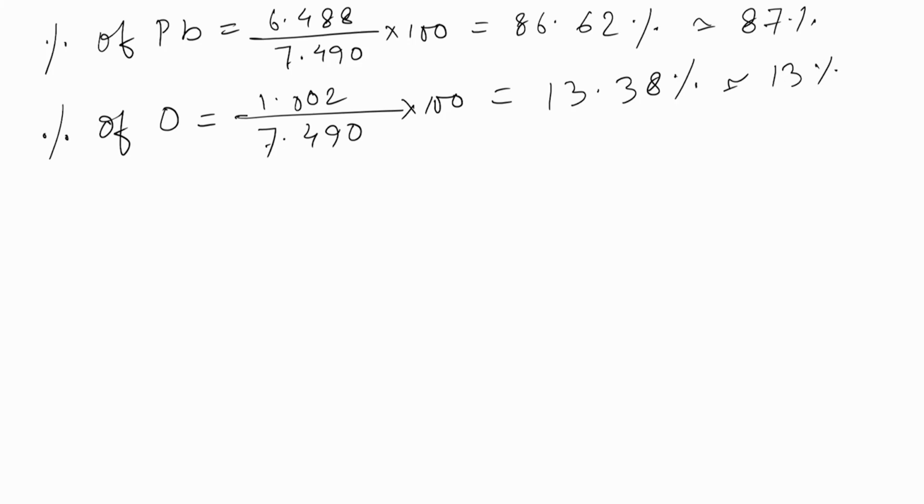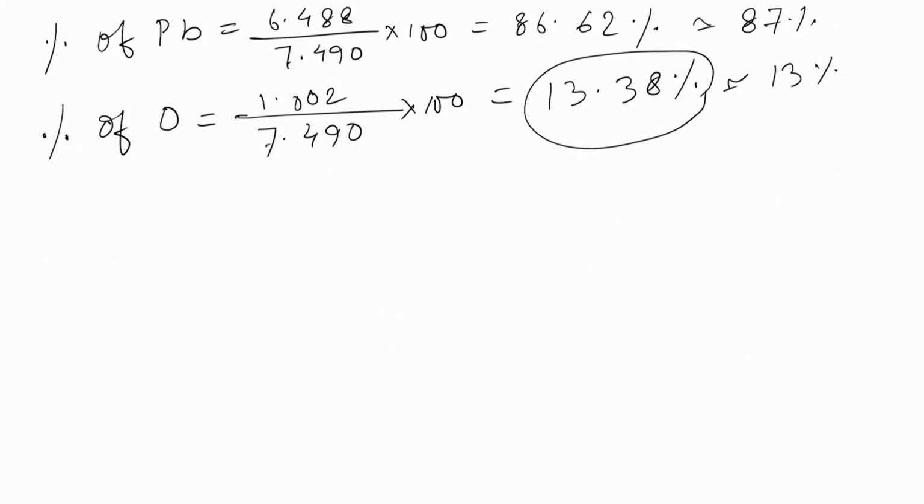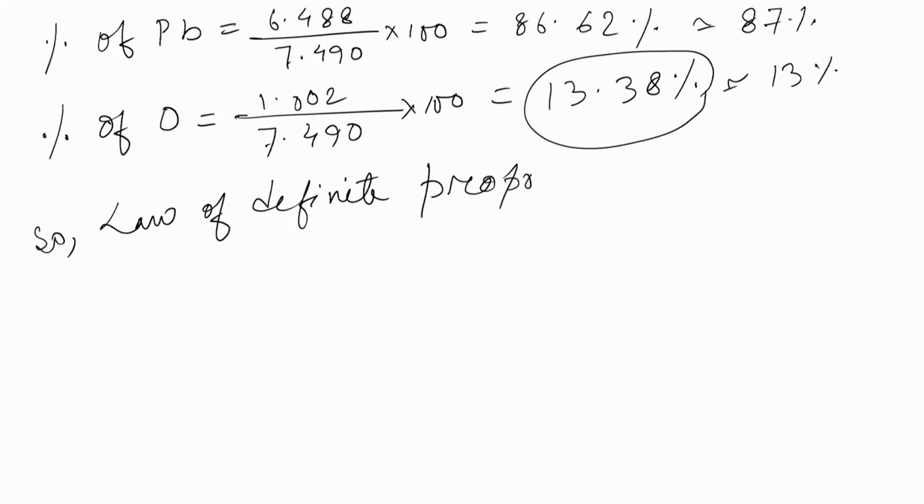So, now we have proved that by this method also the percentage of oxygen comes as 13.38%, which was observed from the second method also. So, we can say the law of definite proportions is proved. Okay. So, we have studied about the law of definite proportion in this lecture.